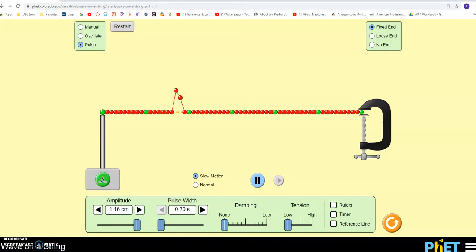So it's really easy, simple. Everyone got that one right. You can see that the tension or the length of the slinky or the material of the slinky is going to have a very huge impact on the speed of a wave.